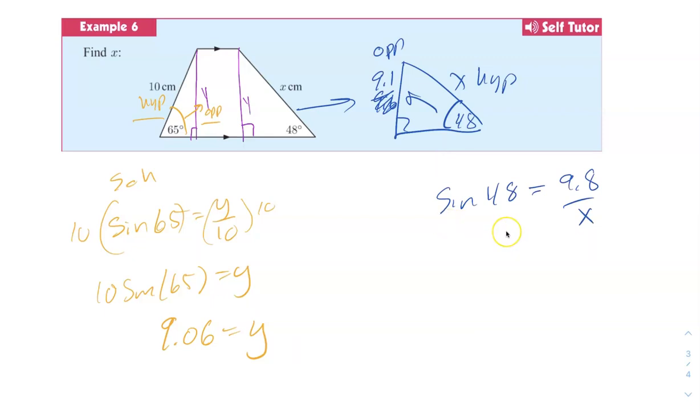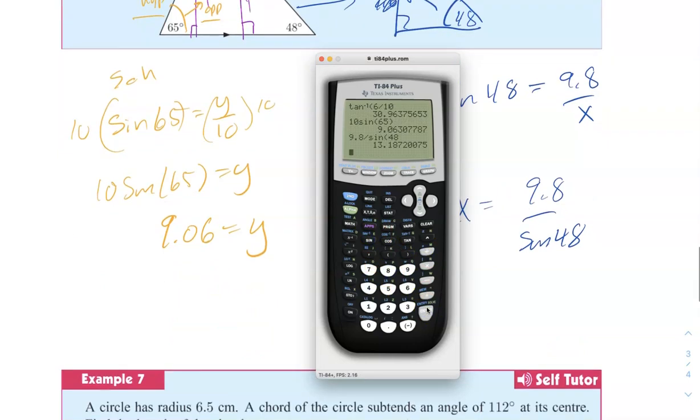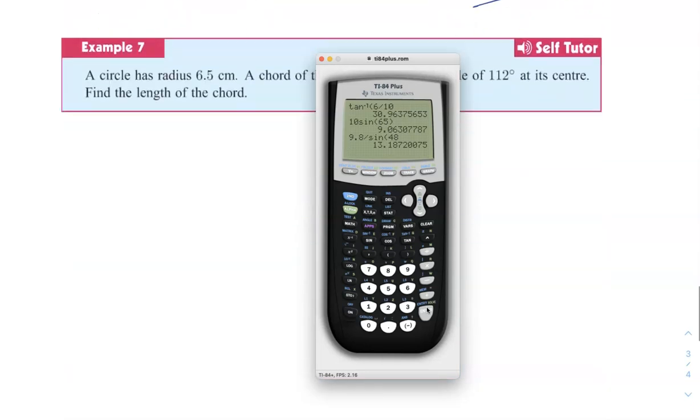I'm just going to multiply by x and divide by sine of 48. So I'm going to get x equals 9.1 divided by sine of 48. All I did was multiply both sides by x and then divide by sine of 48. Let's put that in my calculator. And I get 13.2 if we round to 3 sig figs. So there we go. Let's do another one.